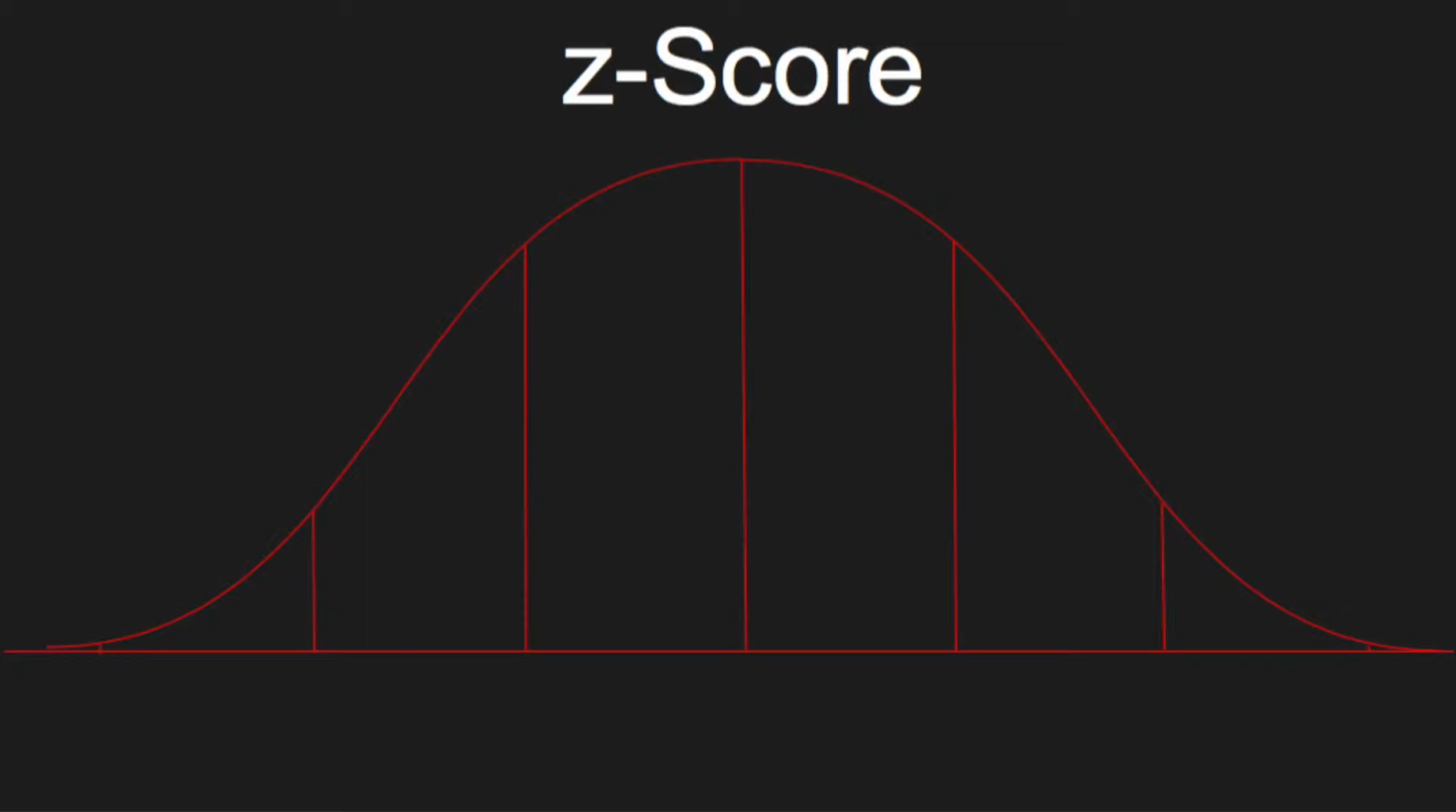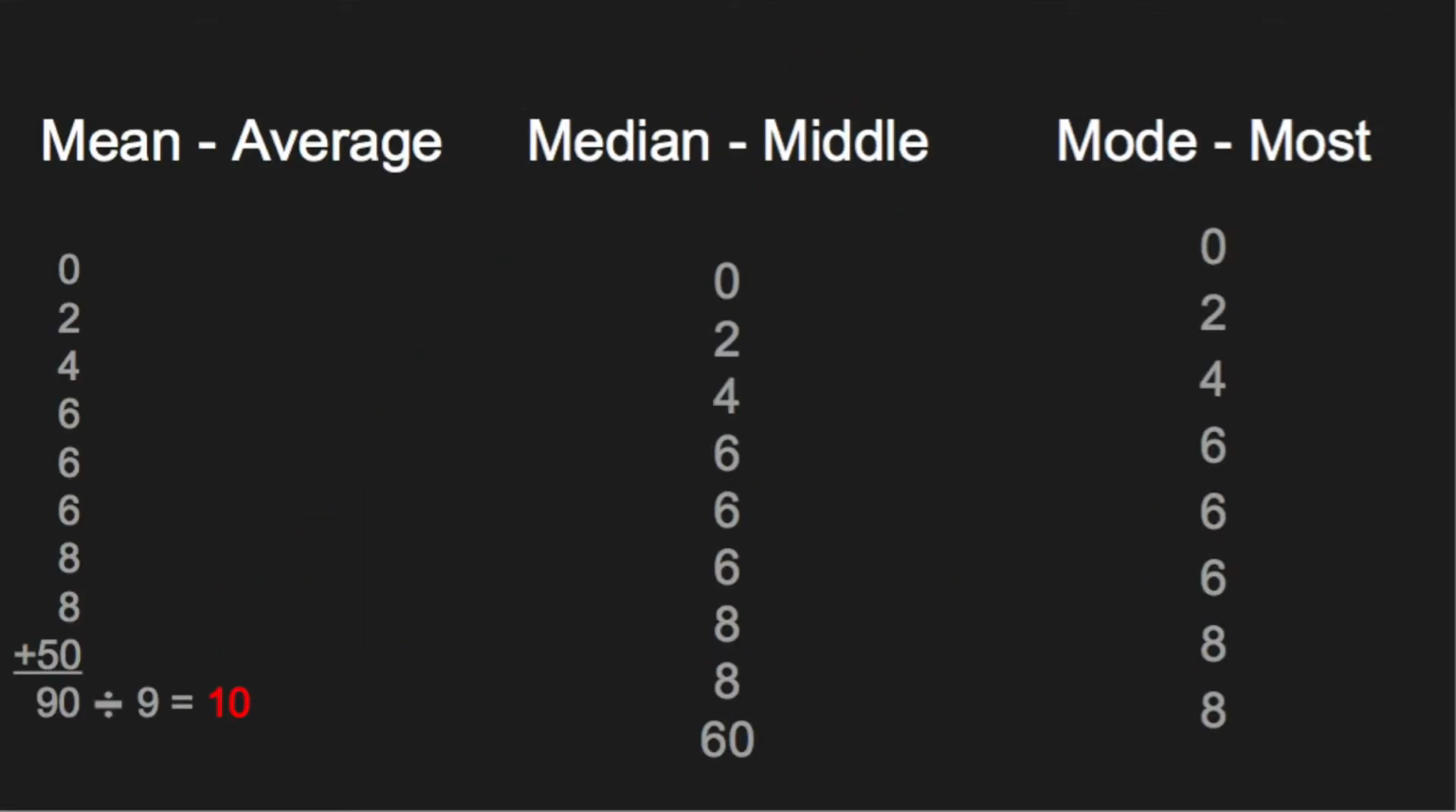To recap, so far, we have learned about three measures of central tendency, namely the mean, the median, and the mode. The mean is the average, where we add up all elements together and divide by the number of elements we added. But if there is an outlier like this, the mean isn't the best representation for the data.